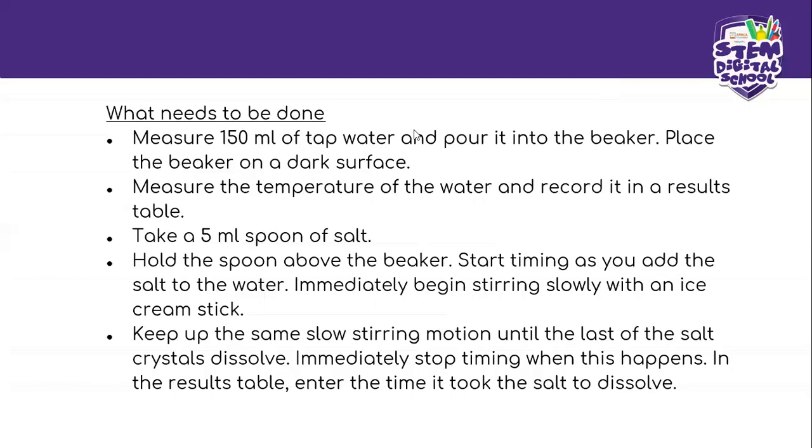Then we're going to take a 5 milliliter spoon of salt. If you don't have salt, you can also use sugar. As the next step indicates, we are going to hold the spoon above the beaker and start stirring. The moment we pour the salt or the sugar into our beaker, our neighbor or friend will start the stopwatch, and we will stir the sugar or the salt in the beaker slowly. This will be done slowly with an ice cream stick.